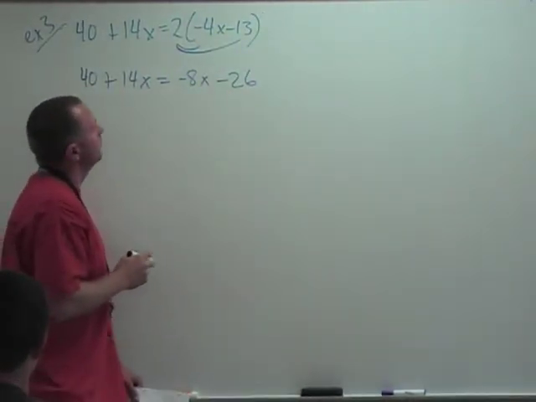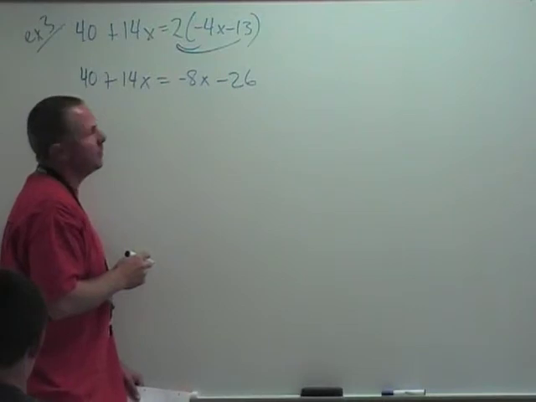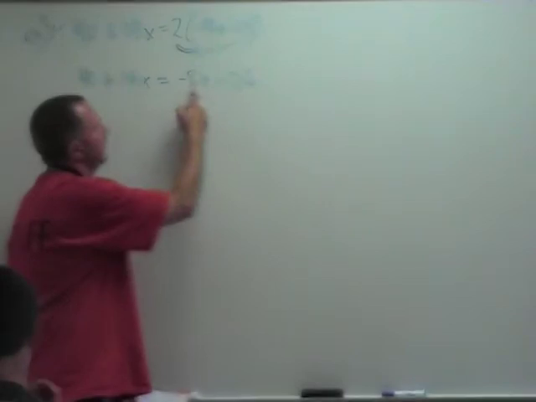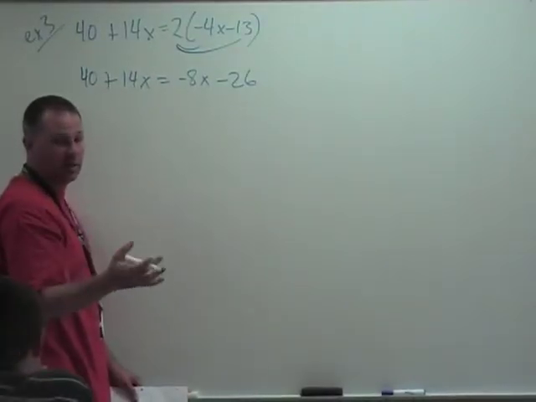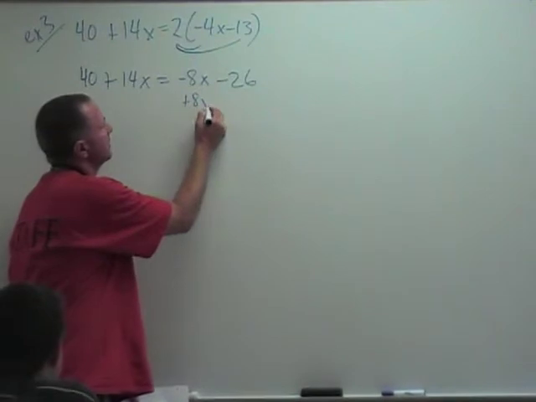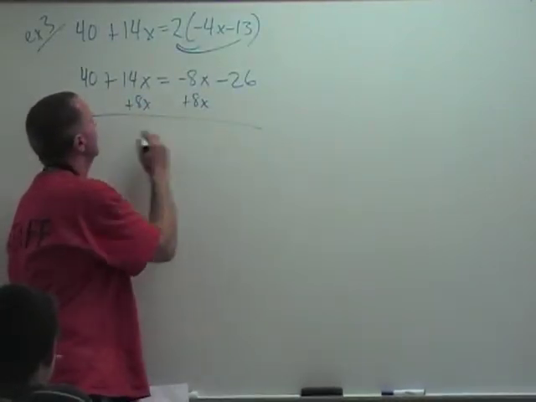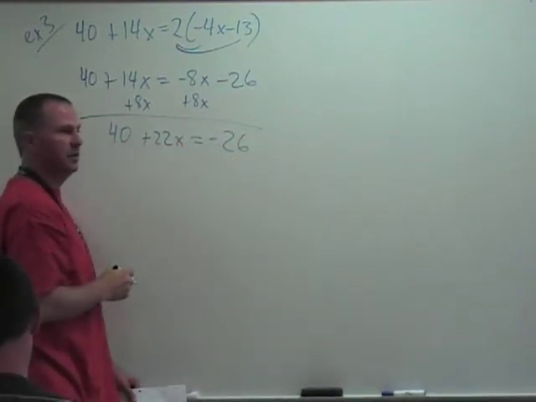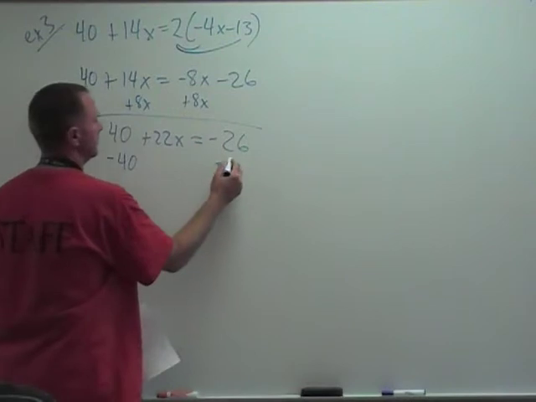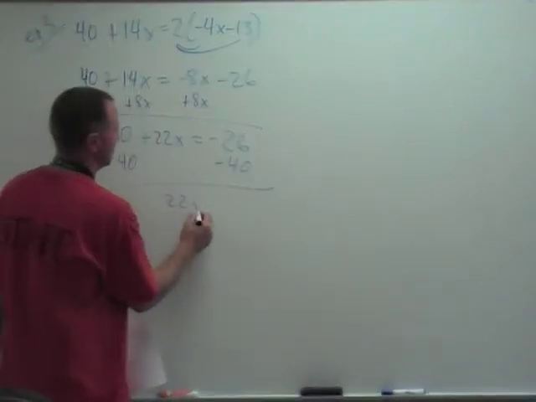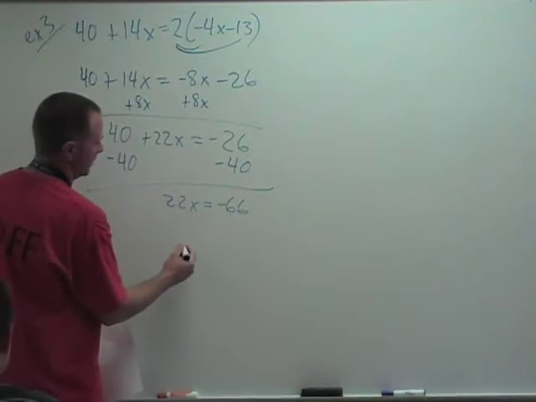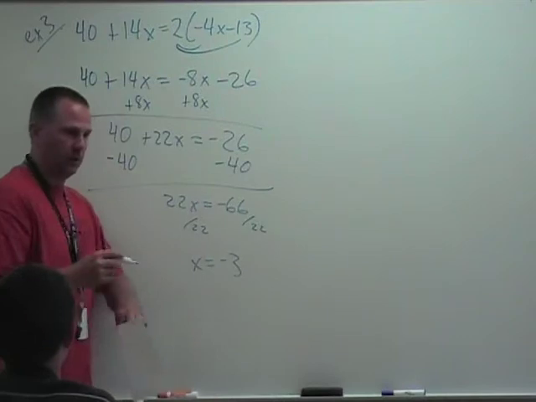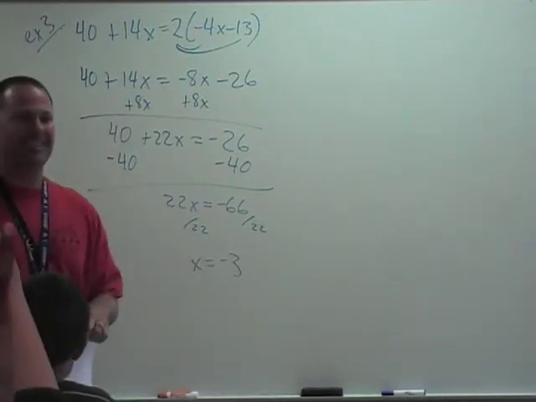Okay? Oh, that's negative. So this time, I would actually put the 8x to the left so that it would be positive. It doesn't matter, you get the same answer. So I'm going to add 8x to the left. So I get 40 plus 22x equals negative 26. Subtract the 40. 22x equals negative 66. Divide off 22. X equals negative 3. Did I get that right? Good.